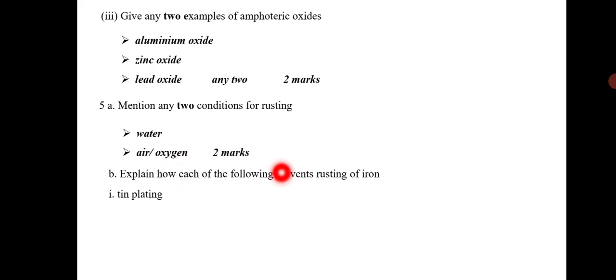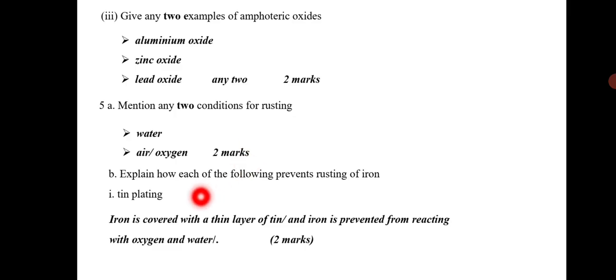Explain how tin plating, or coating iron with tin, would prevent rusting. Iron is covered with a thin layer of tin. That's one mark. In so doing, iron is prevented from reacting with oxygen and water, because tin basically is non-reactive. It doesn't react with oxygen. Therefore, when iron is covered with tin, it will be prevented from rusting.